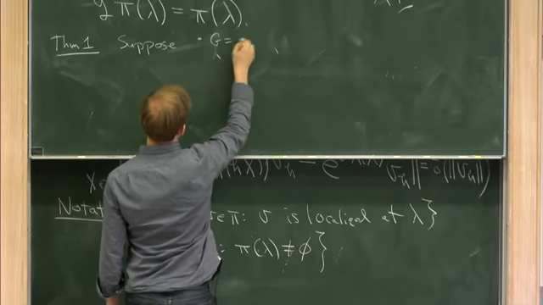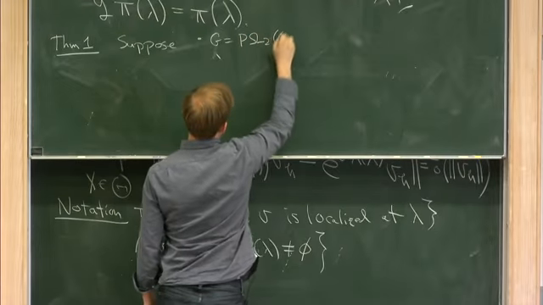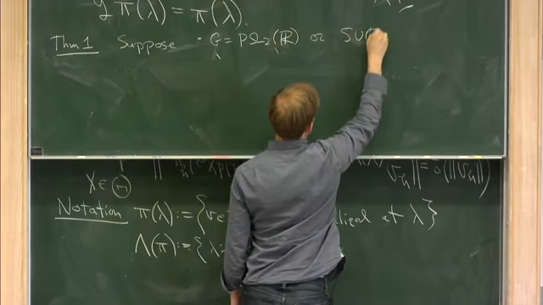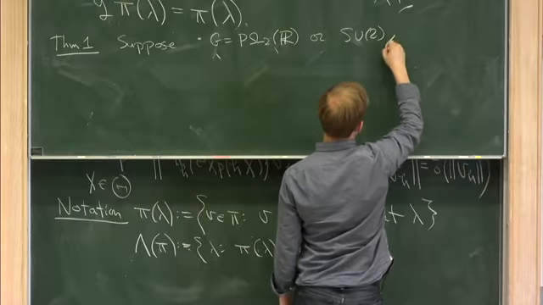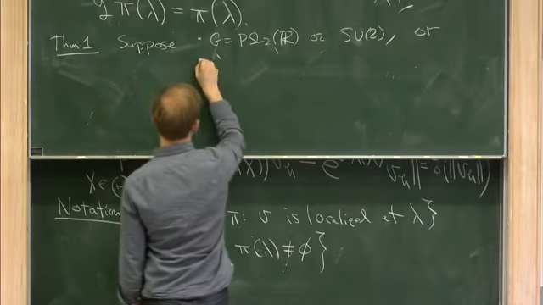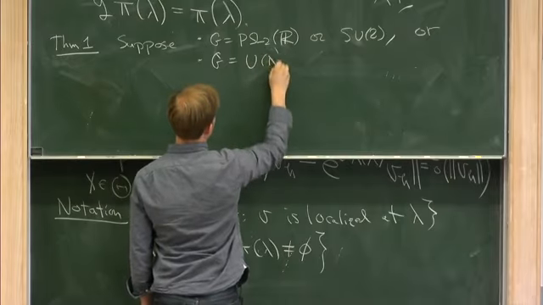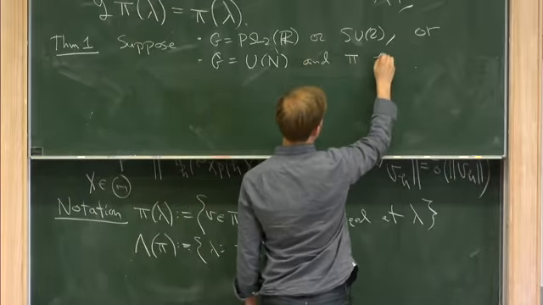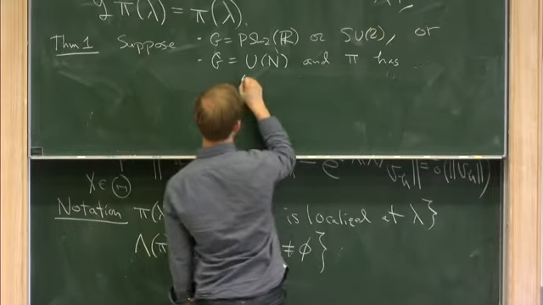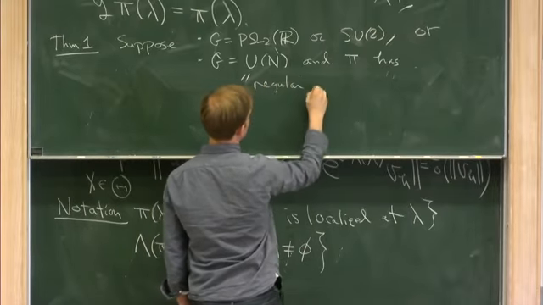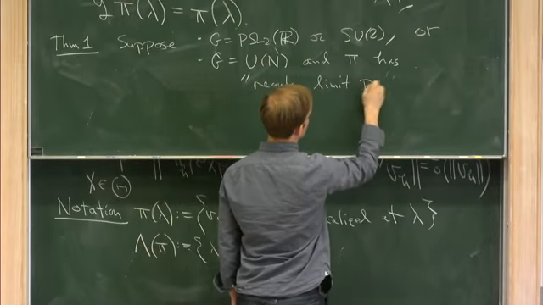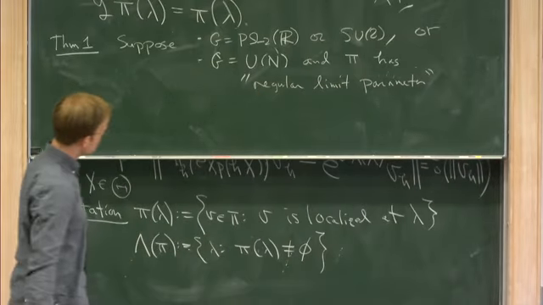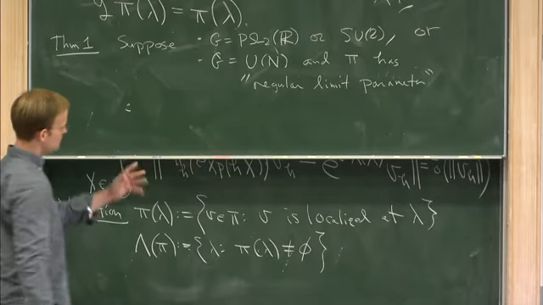either G is, I'll be honest about what's written down, PSL2R or SU2, and pi is arbitrary, or G is the unitary group on n letters, and pi has what I'll call regular limit parameter. Just to write down that definition, since it takes 2 seconds.